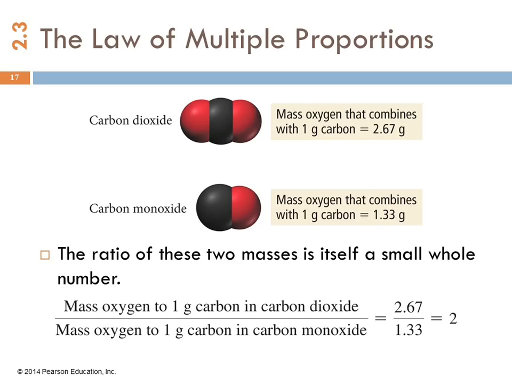Yeah, I got ahead of myself. So here's the mass of oxygen to the mass of oxygen. The mass of oxygen in carbon dioxide to carbon monoxide is this ratio of 2. And that's because carbon dioxide is 2 oxygens to 1 carbon. Carbon monoxide is 1 oxygen to 1 carbon. The ratio of oxygen atoms is 2 to 1. And so their masses end up being 2 to 1.